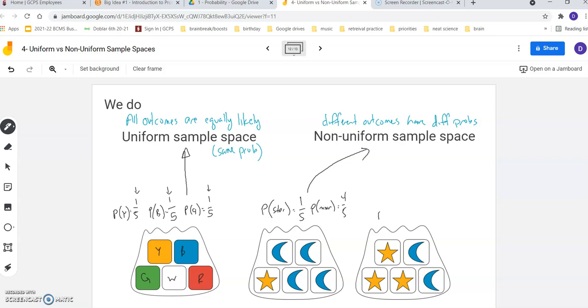Same thing here. In this one, my probability of getting a star is three out of five, and my probability of getting a moon is two out of five. So we would call that a non-uniform sample space as well. Y'all, that's the difference between a uniform and a non-uniform sample space. It's all about whether or not the probabilities involved are equally likely to happen or whether they are not.